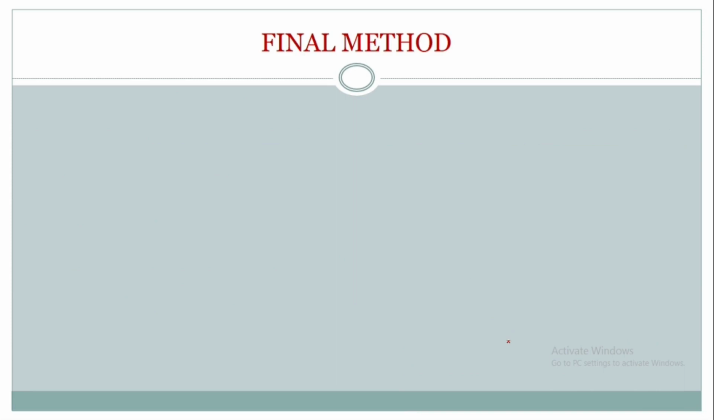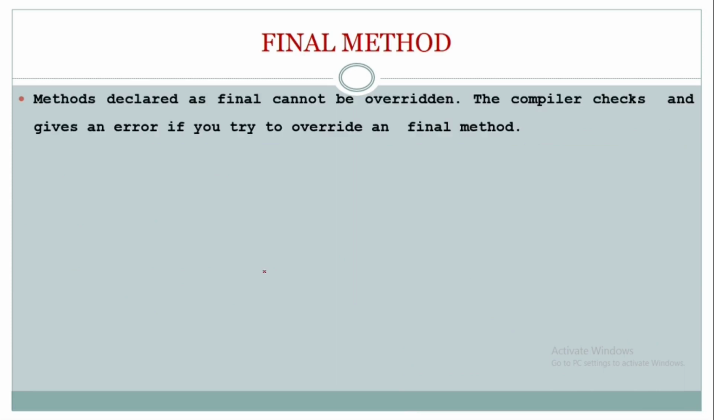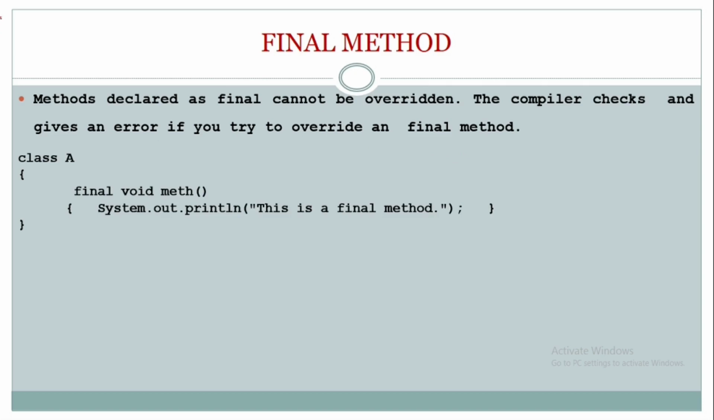The next is final method. Methods declared as final cannot be overridden. The compiler checks and gives an error if you try to override a final method. As you can see here, I have a class called A. Within that class A, there is a method, and that method is prefixed by the keyword final. So this final method cannot be overridden.